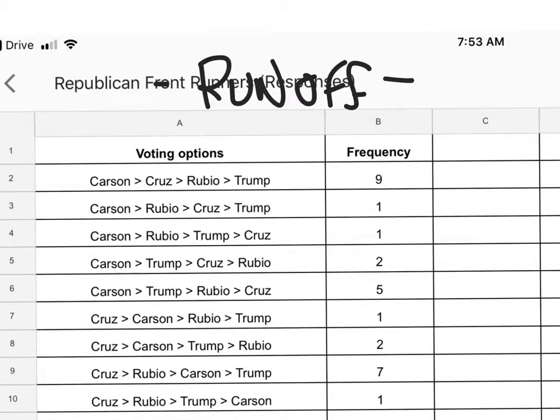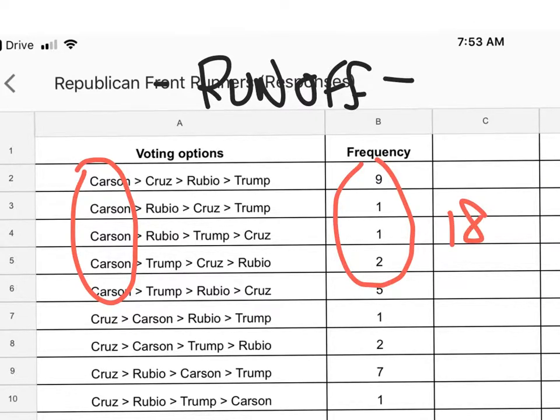Okay, I'd like to quickly explain a runoff election and how that is calculated here. So here we go. First of all, first place votes: if I look at Carson, all of these first place votes right here add up to 18. So he's got 18 to start with.